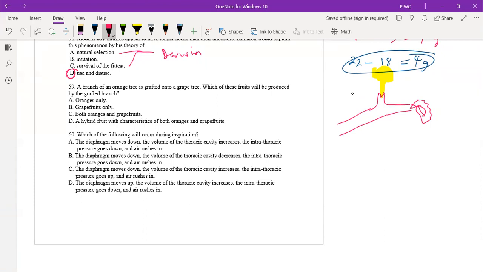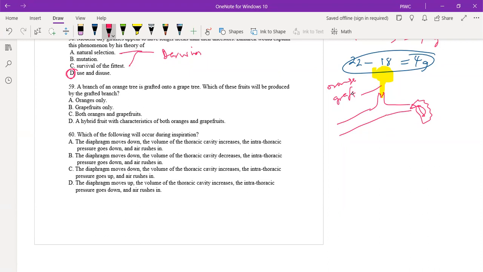So these are grafts. That's the orange graft. A, oranges only. B, grapefruits. C, both oranges and grapefruits. And D, a hybrid fruit with characteristics of orange and grapefruits. Which one do you think?